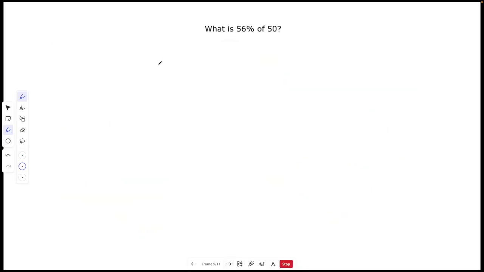For the last type of problem, this says, what is 56% of 50? So once again, let's identify our part, our whole, and our percentage. Let's do the easy one first. The percentage, 56, because they tell us there's a percentage symbol.